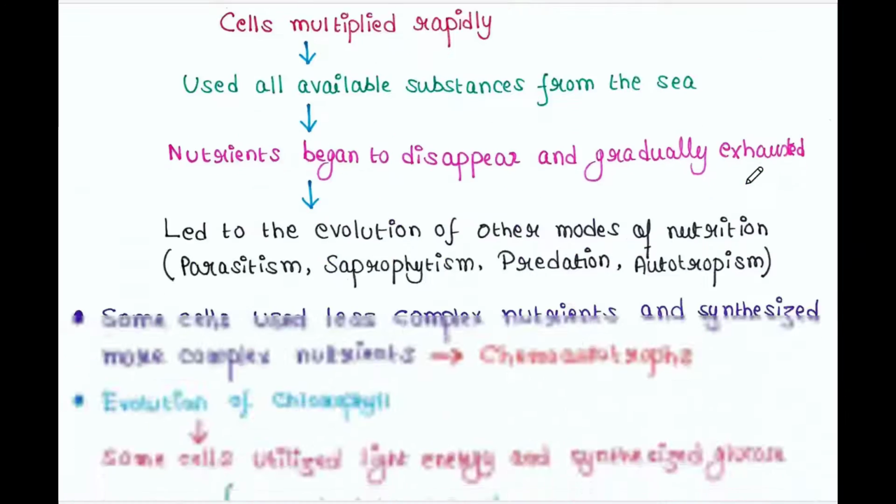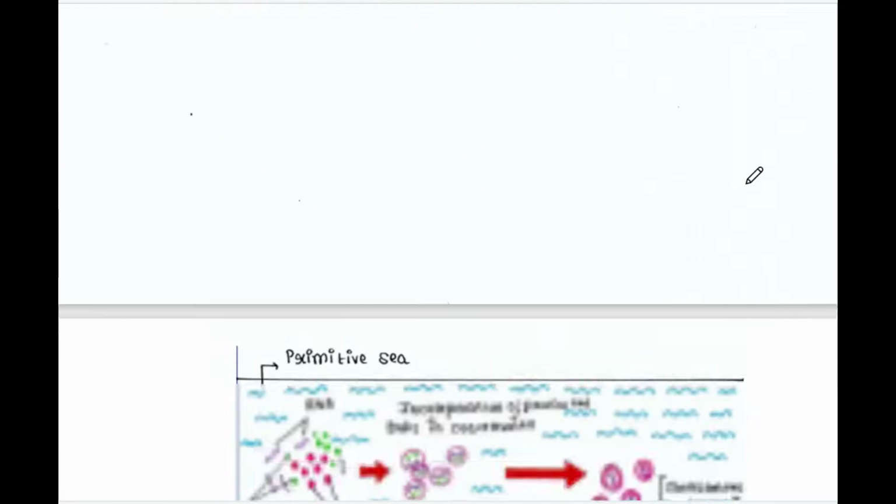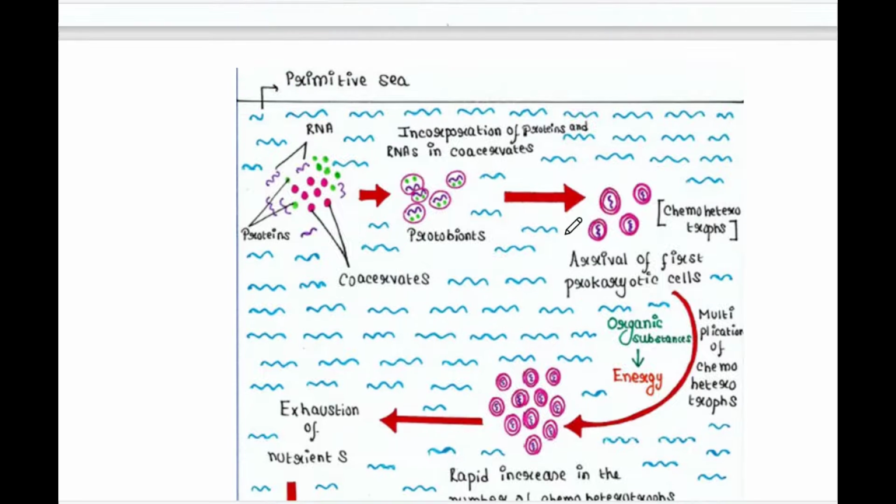Okay, so let's see the demonstration again. Then we will come to the text part. This is the primitive sea. In the primitive sea, RNA molecules got incorporated in the membrane-bound coacervates with some proteins. These are called protobionts. So protobionts are nothing but RNA molecules, some proteins and coacervates. The first prokaryotic cell arose from the protobionts.